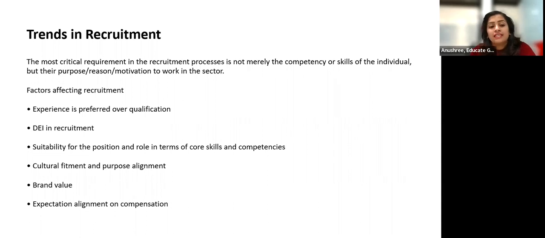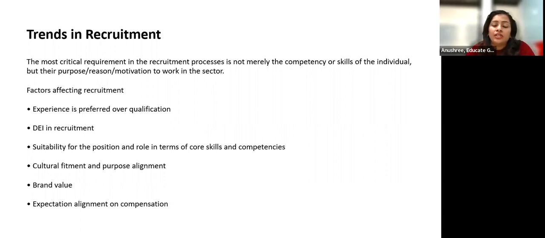What is usually seen is that experience is preferred over qualification. Anyway, we have a very limited pool of resources to choose from. So most organizations would prefer somebody with experience, and I'll say quality of experience rather than years of experience, over their qualification. So they don't necessarily look out for a certain kind of qualification, an MBA or something else, but the right experience is most important.